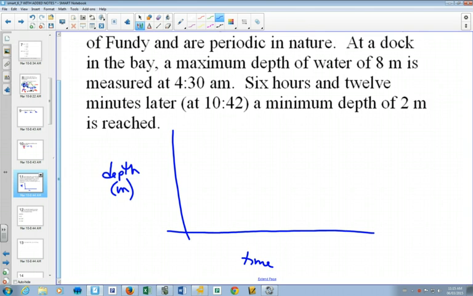It's got a maximum depth of 8 meters at 4:30. So if I put 8 up here because that's going to be my maximum, I need to put somewhere along time for 4:30. Maybe I'll choose that distance, because later I'm going to have to go 6 hours longer, so 6 or so longer will be about that distance. I'm just sort of estimating my spacing. How am I going to write 4:30 on here? It's going to be a problem to plot 4:30 when you go to your calculator.